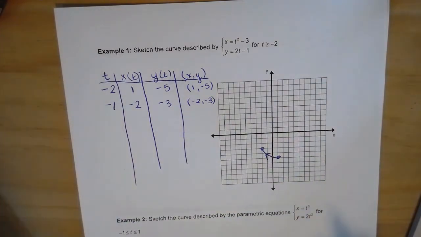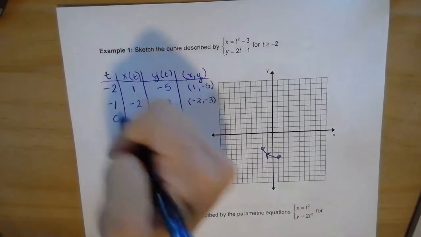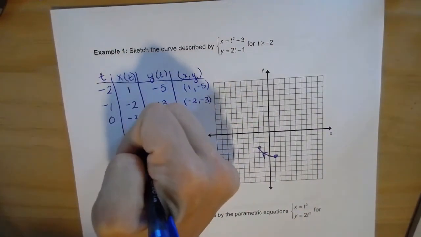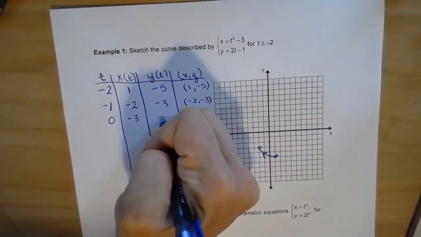Alright, now let's do another one. Let's do 0. So I get -3, -1.